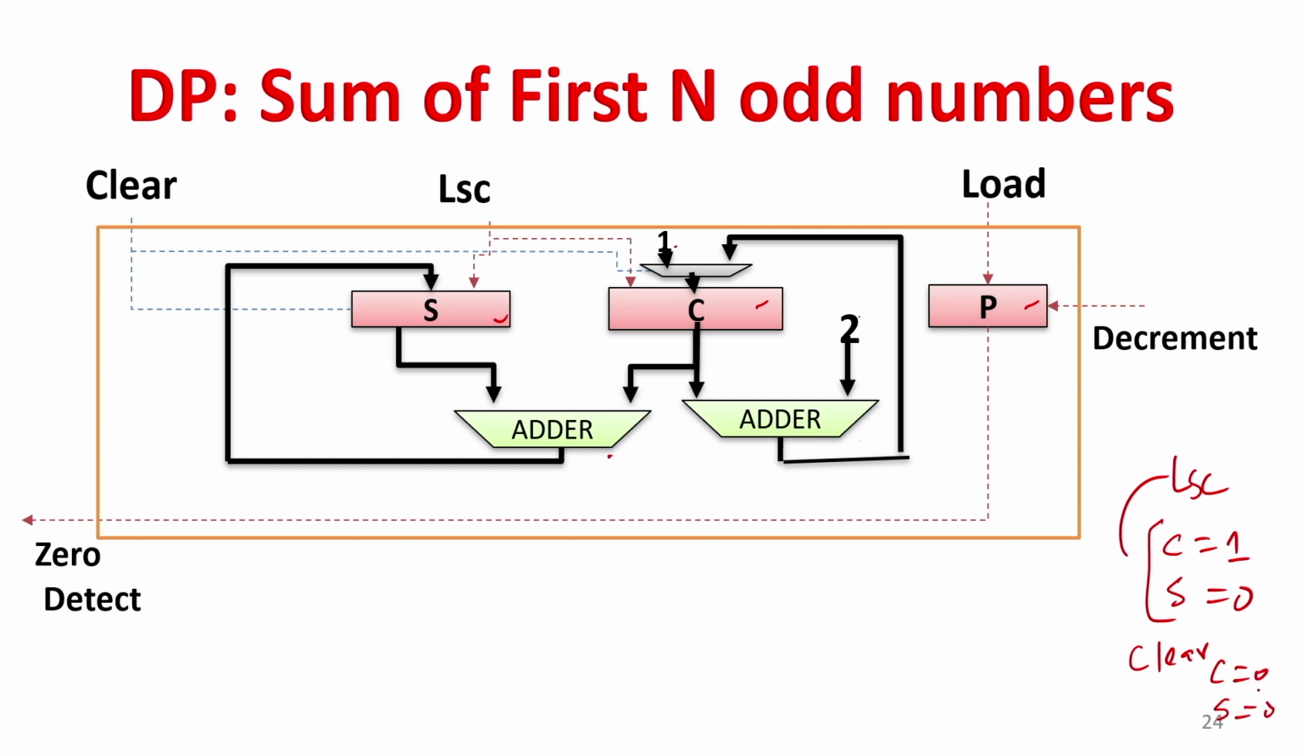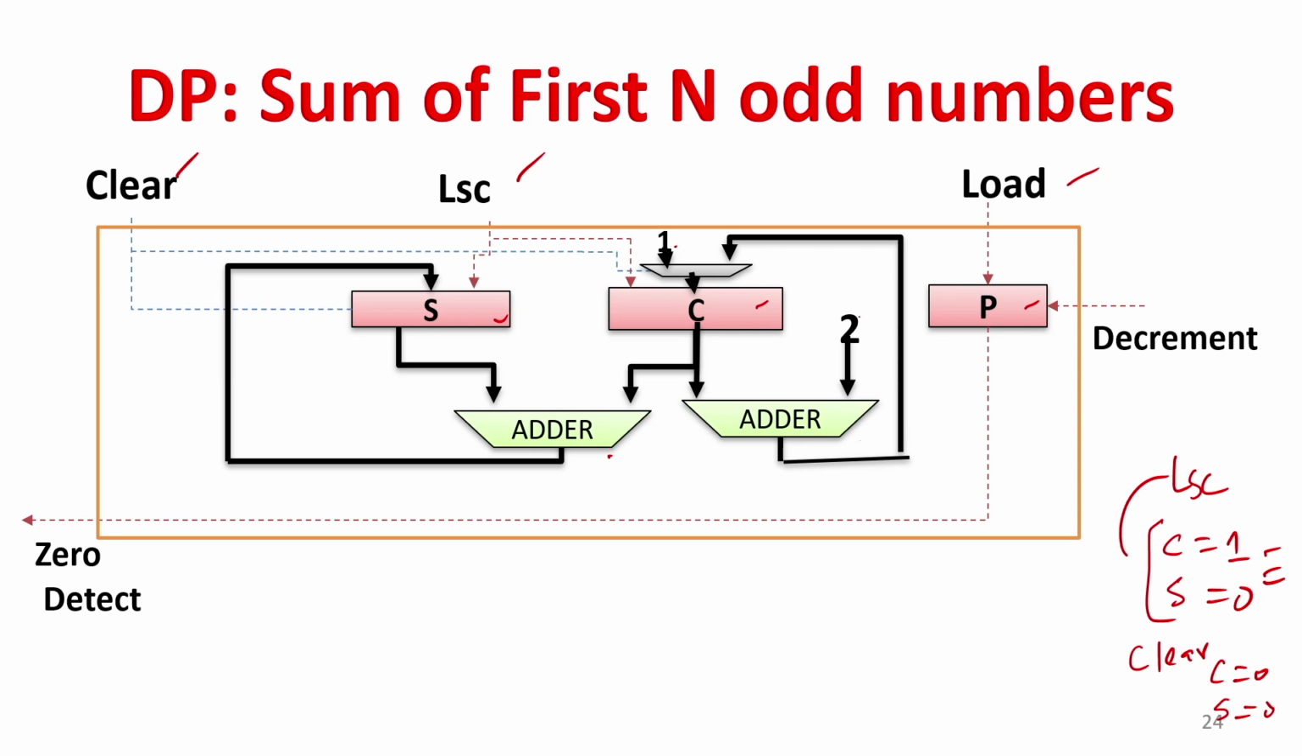But in our case we require both. Whenever it is in idle state, it should do C is equal to 0 and S is equal to 0. Whenever it is starting the computations, whenever go is equal to 1, it should load. So, that is why we require both clear and load signals, LSC, and this load is for loading counter value, particularly n value to P.